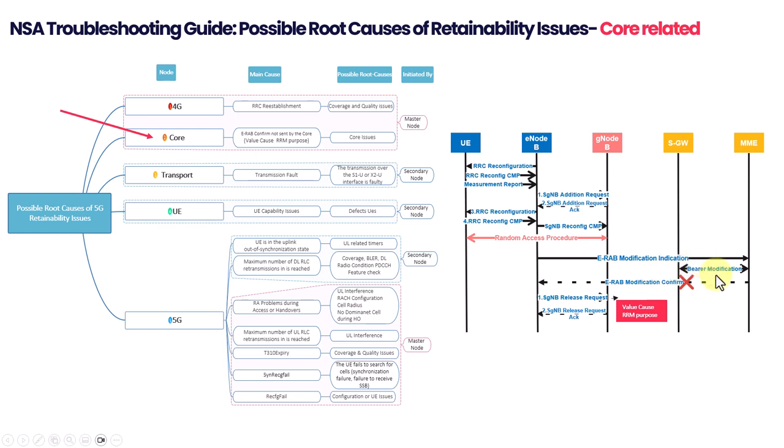So if in some cases the MME was not able to reply, this can cause a drop, because this is already considered a successful addition. So anything that happens after, even random access, yes it's an accessibility issue, but it will be counted as a drop. So this case will be counted as a drop if there is no reply at this particular stage. And once there is no reply from the MME to the eNB, the eNB will send the SgNB release request, and probably the cause we'll see in this release request is called RRM purpose.